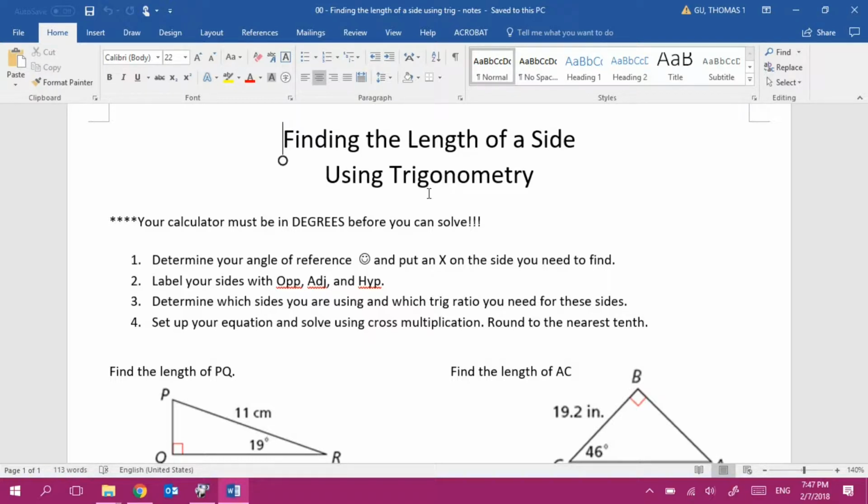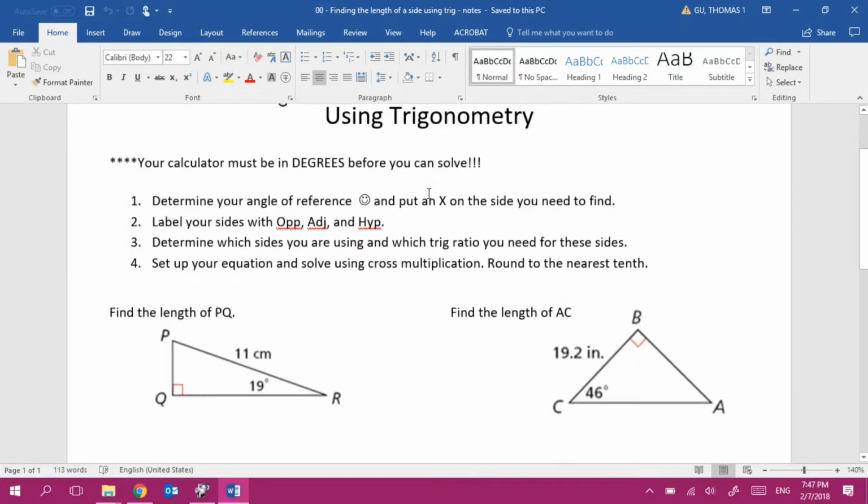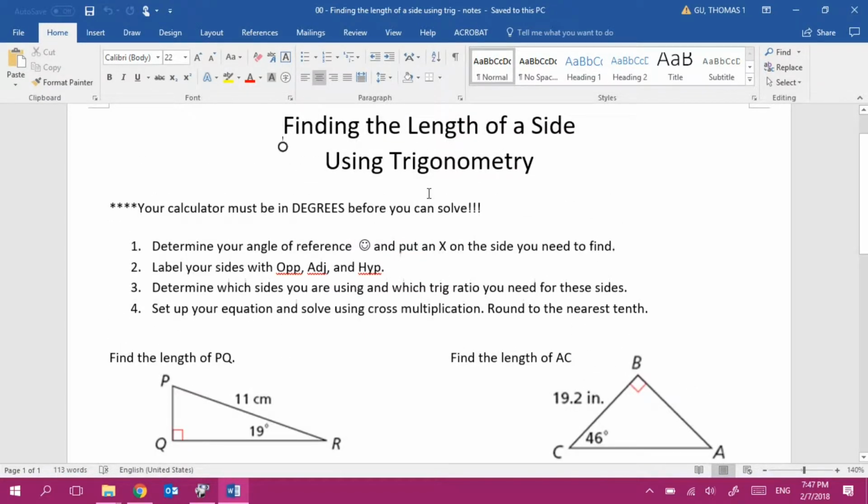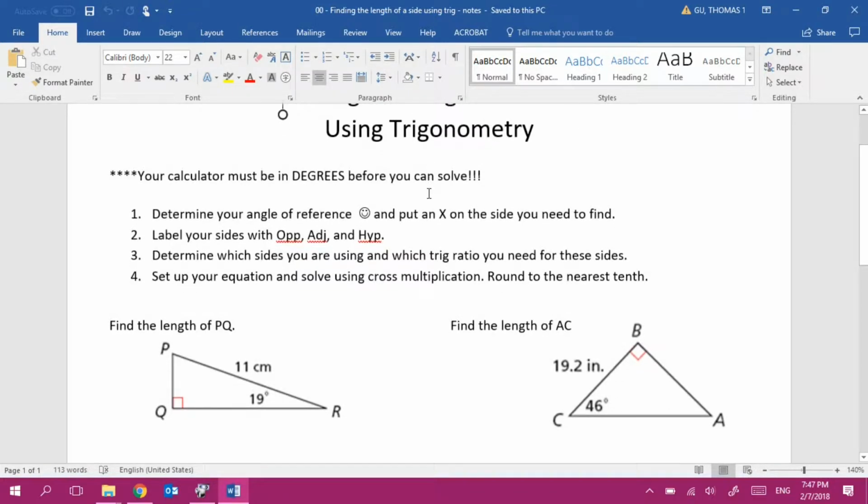And today, we're gonna be finding the length of a side of a triangle using trigonometry. First of all, your calculator must be in degrees before you can solve. So here are the steps. There's 4 steps. Follow these every single time.